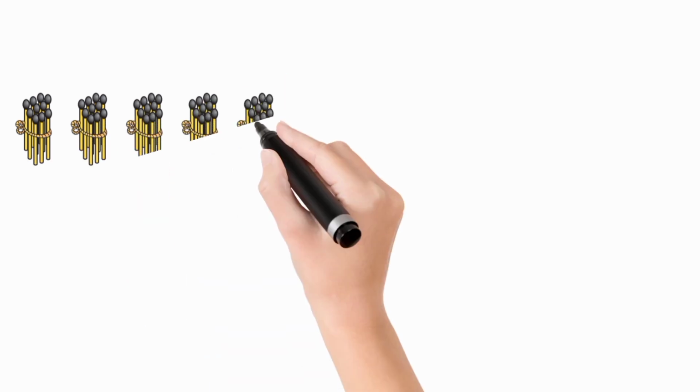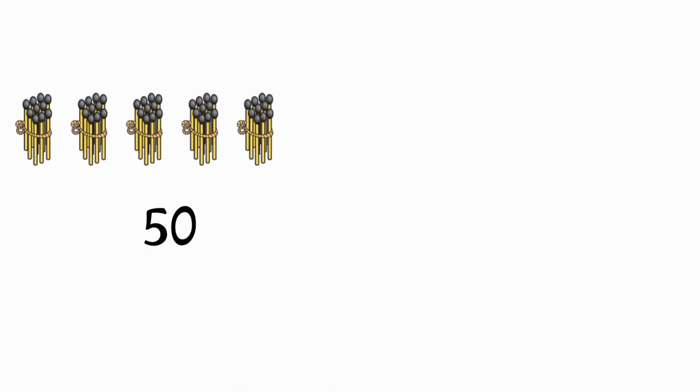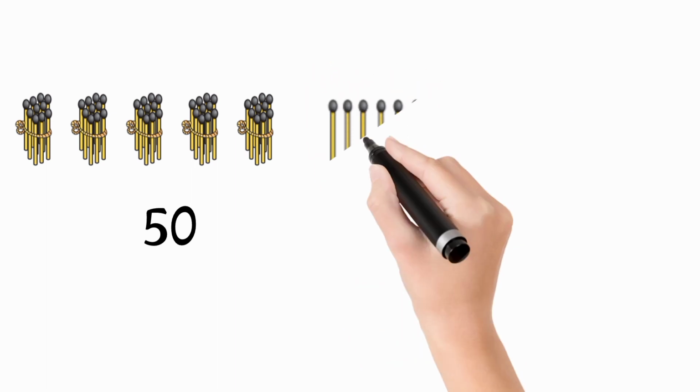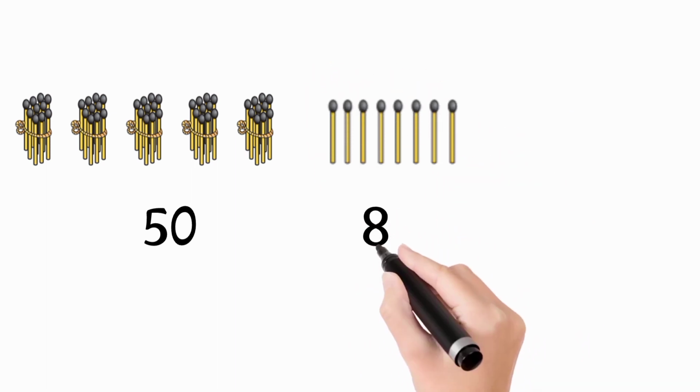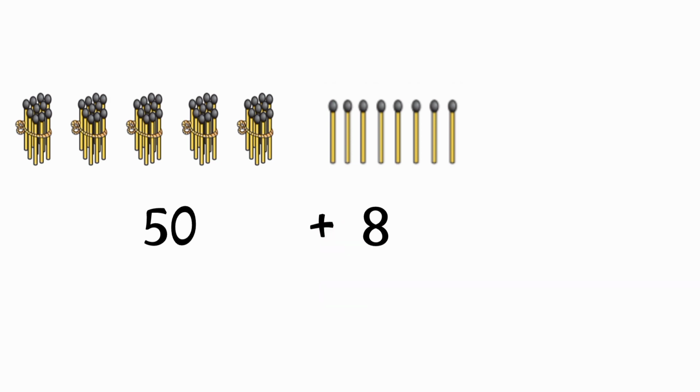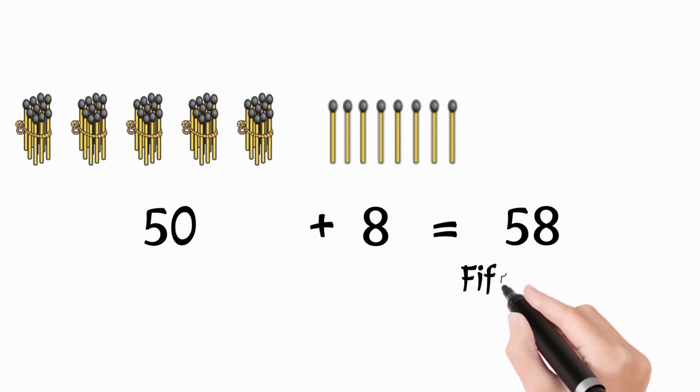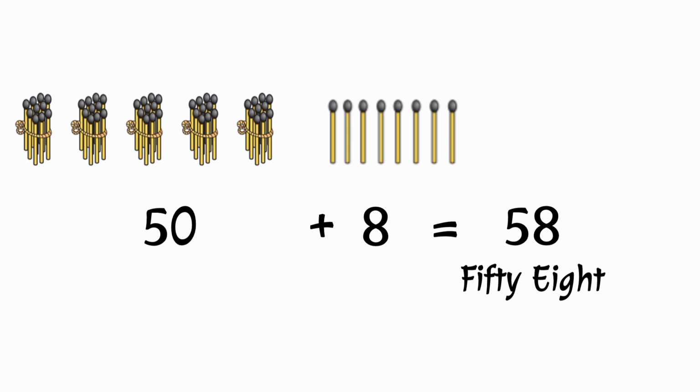Now here we have 5 bundles means 50 and 8 loose matchsticks. So 50 plus 8 is equal to 58. 5 tens and 8 ones. 58. इसे 58 कहते हैं.